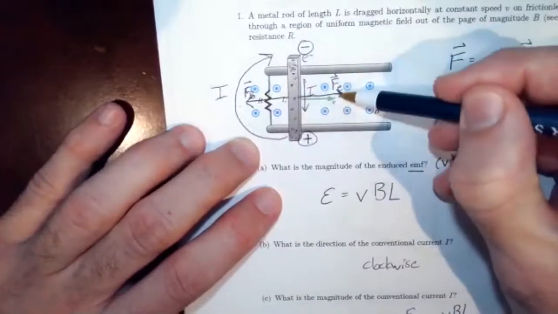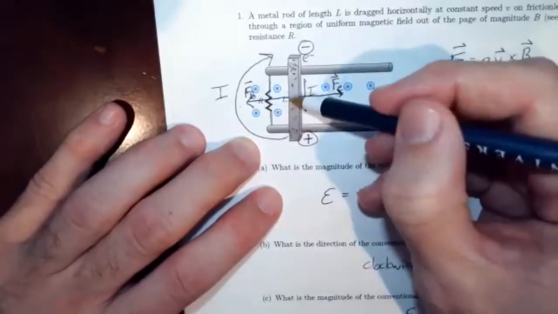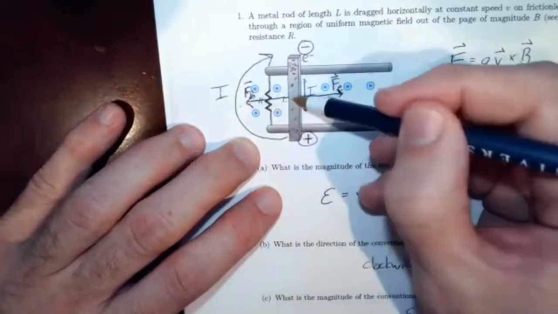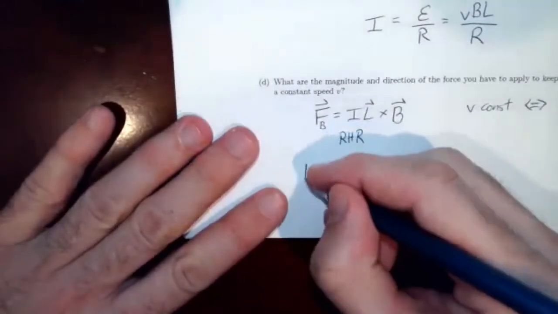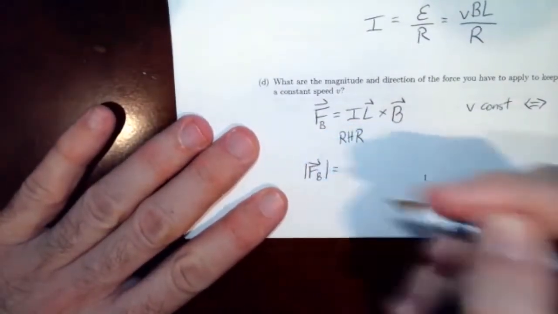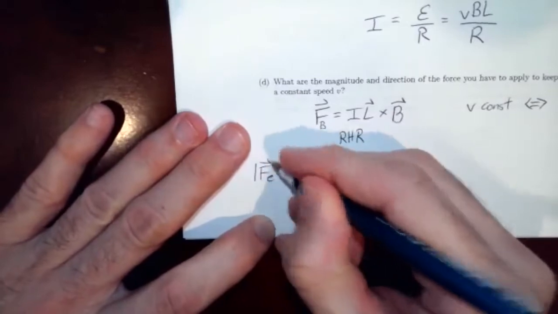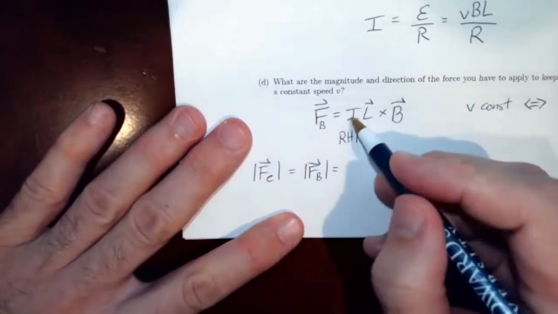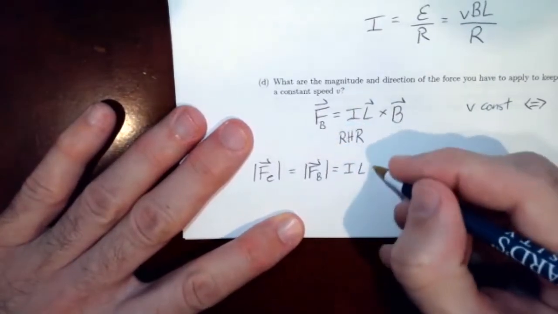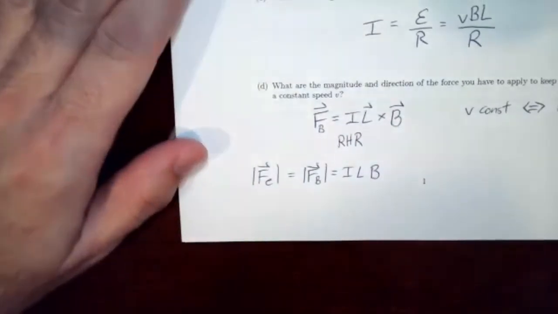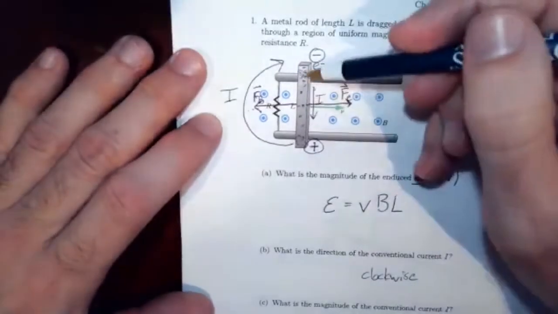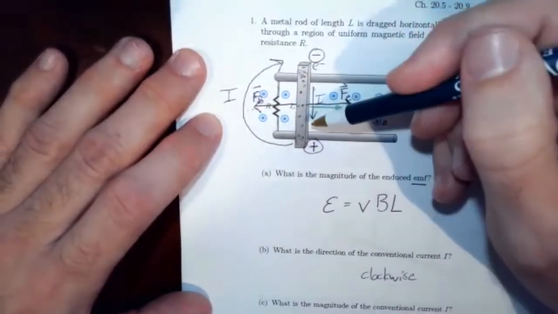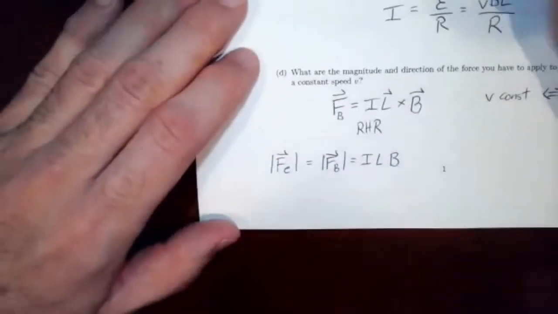What's the magnitude of this force? Well, it's going to equal the magnitude of the braking force, right? The one that's trying to slow it down. And so what is the magnitude of that force? So the magnitude of that force, which is going to equal the magnitude of my external force, so that they're equal and opposite, is going to be magnitude of I, magnitude of L, magnitude of B, times the sine of the angle between them, between L and B, between I and B, which is 90. Okay, sine of 90 is 1. So it's just ILB.